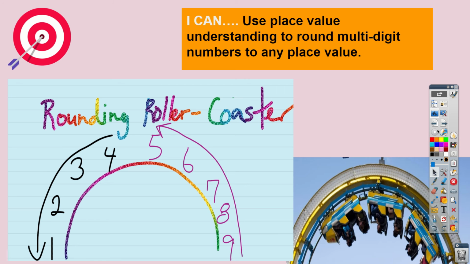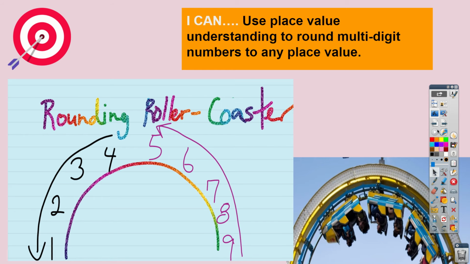Hello, today we will be going over questions from Module 1, Lesson 9. And today what we need to know is that we can use place value, or understanding of place values, to round multi-digit numbers to any place value. A strategy that we have used in past videos was the rounding roller coaster.